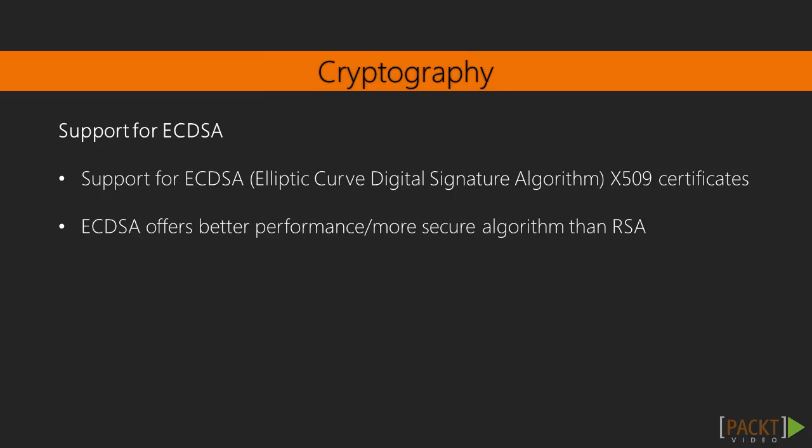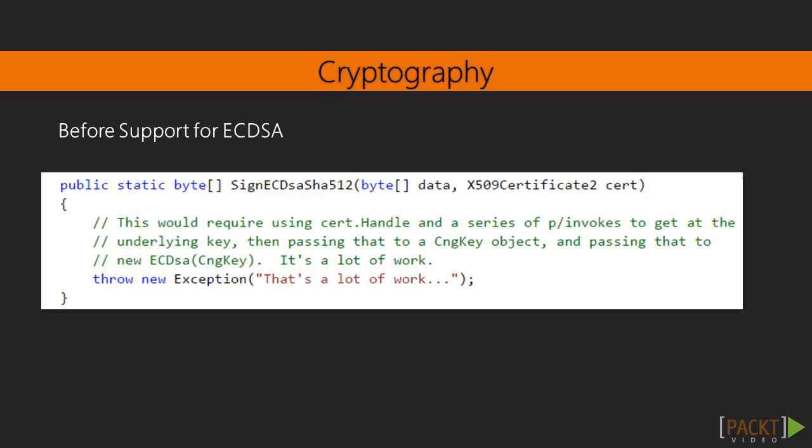So now we can talk about what's new, which is that the .NET framework has added support for ECDSA X509 certificates. ECDSA stands for Elliptic Curve Digital Signature Algorithm. It provides better performance and is a more secure cryptography algorithm than RSA. It's also fairly straightforward to implement.